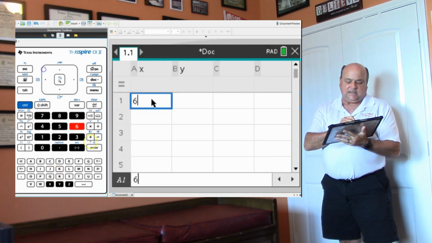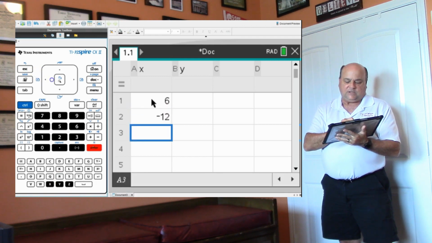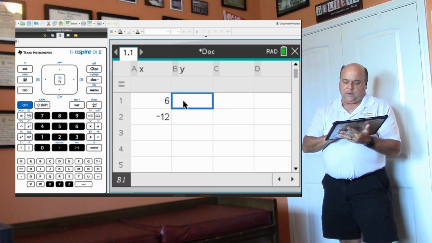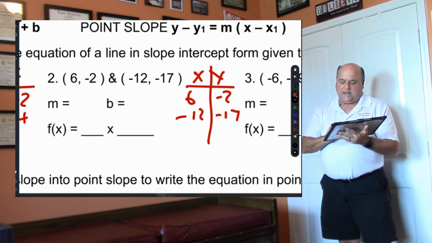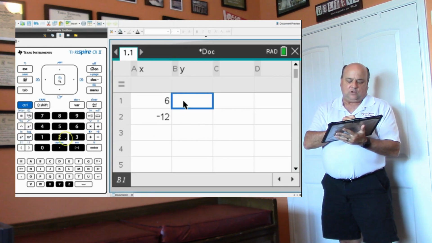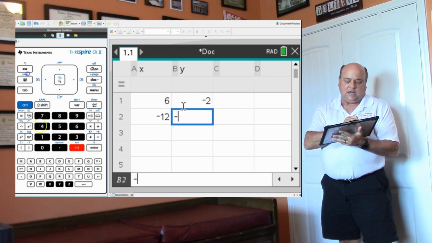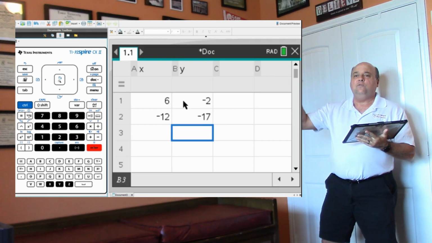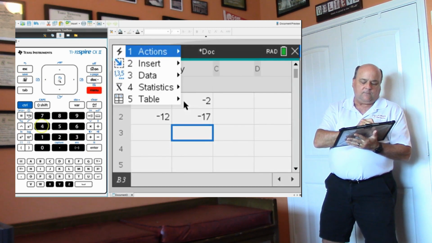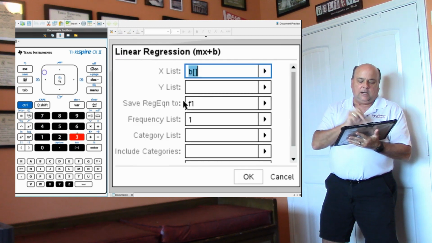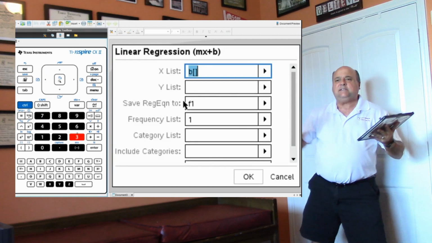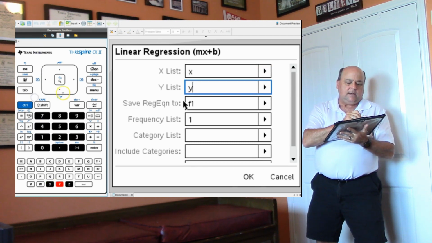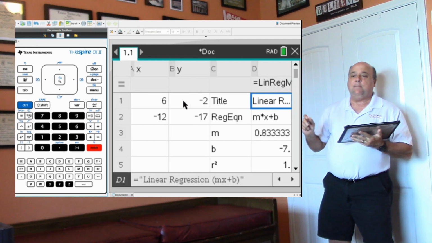Then I need 6 and -12 in. That's for my X's. Then I'm going to go over here to my Y's, which are -2 and -17. So now I have my ordered pairs in the calculator. Menu 4, 1, 3. So menu, stat calculations, linear regression, and then X down, Y down, enter, and bam, I got it.